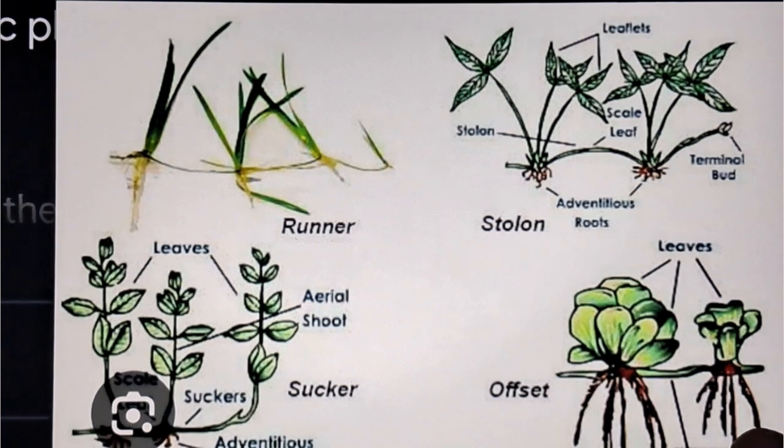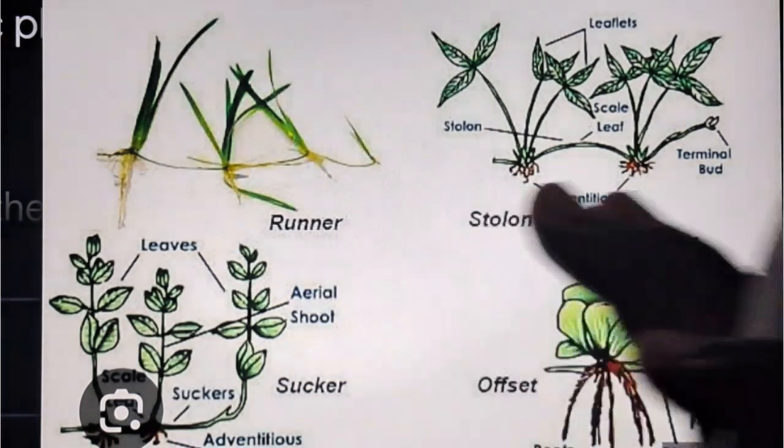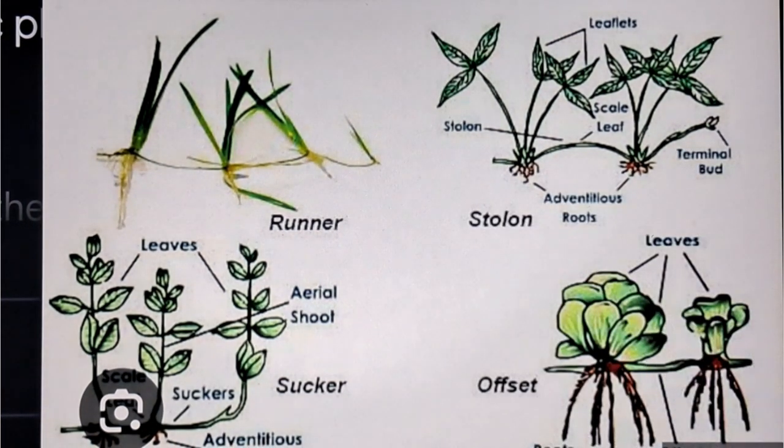You can see pictures of runners, stolon, offset, and sucker. Actually, the pictures were not given in NCERT. For better memorization, I was just showing this.